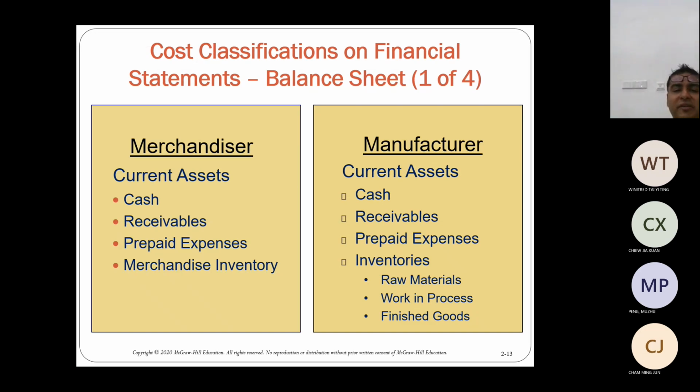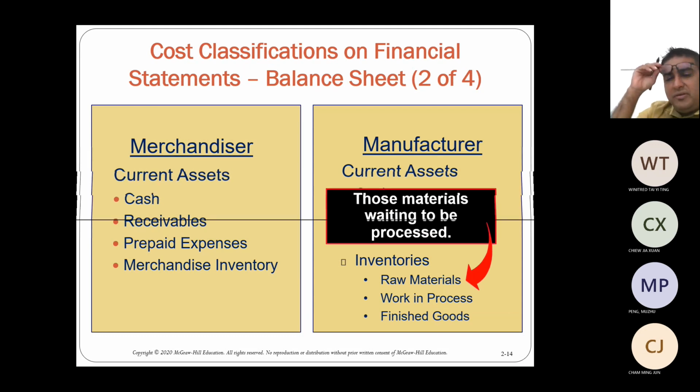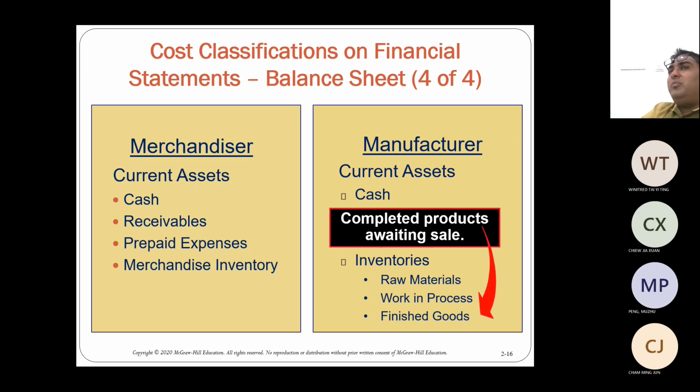Now, what about classifications in the balance sheet? Sorry. For a merchandiser, current assets are basically cash, receivables, prepaid expenses, and inventory. Only one kind of inventory, yes or no? But when it comes to a manufacturer, you have three different kinds of inventory, like what I mentioned: your raw material inventory, your finished goods inventory, and your WIP, your work in progress inventories. Now, why is it important for you to know that? So that you know when we open the WIP account, it will be a debit balance because it's a current asset. Are you with me? Okay, good. So what is raw material inventory? Materials that are waiting to be processed. What is work in process? Products that are partially complete. And what is finished goods inventory? Completed goods that are ready to be sold.